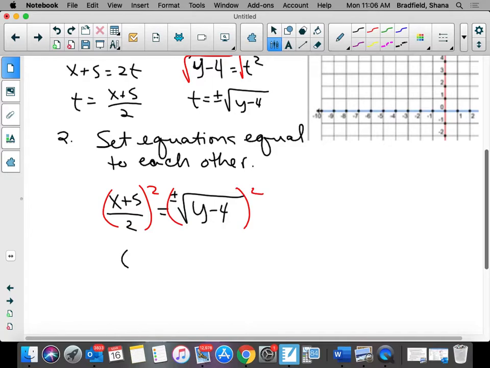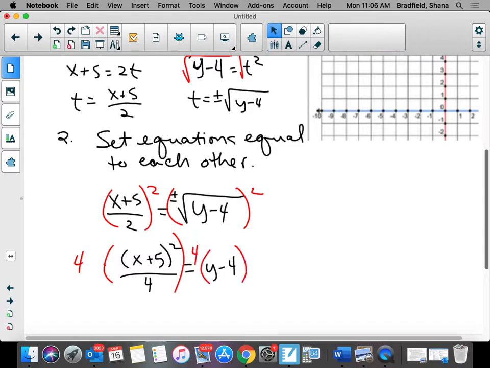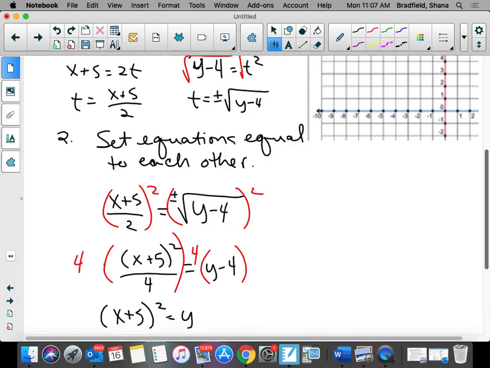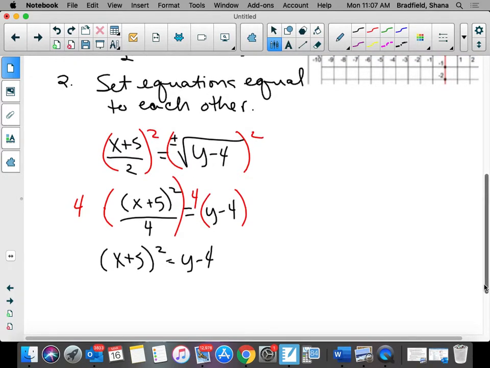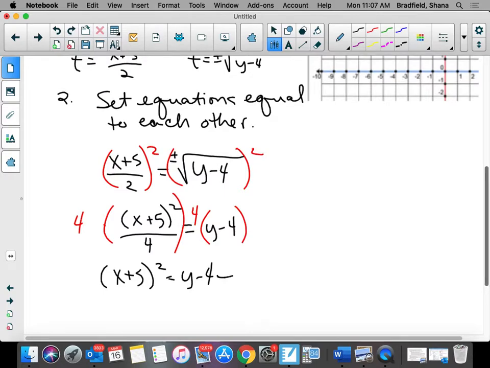And so I don't even have to multiply this out because I'm thinking ahead a little bit and I'm seeing that it's going to be a parabola. So I have (x plus 5) squared over 4. And on the right side, then that would give me y minus 4. And then I'm going to multiply both sides by 4 because I have 4 in the denominator there. Okay, so my final equation is going to be (x plus 5) squared equals 4 times (y minus 4). Okay, and that's the equation of my parabola.